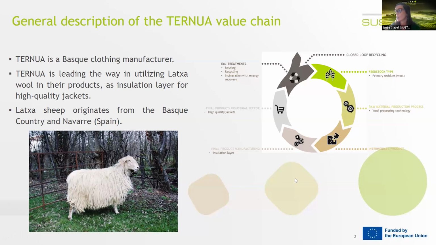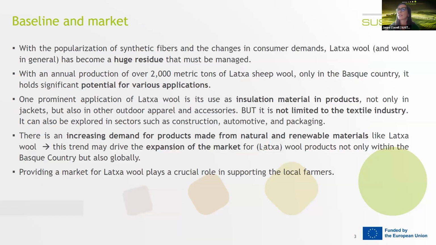First, we have the collection of the primary residue, which is the latza wool. Then this wool, in general, all the wool, has to go through a really huge treatment for producing the intermediate product, which is the wool yarn. And then with this wool yarn, we produce the final product, in this case, the insulation layer for high quality outdoor jackets. And then we have the end-of-life treatment.